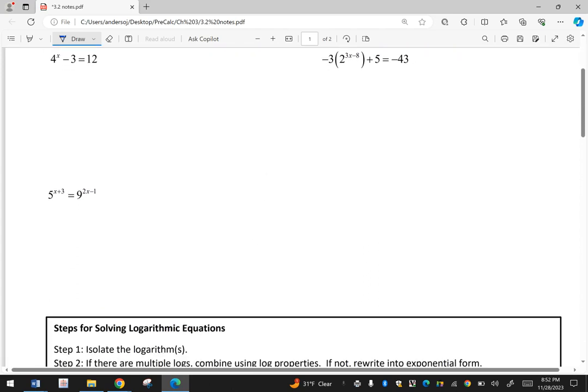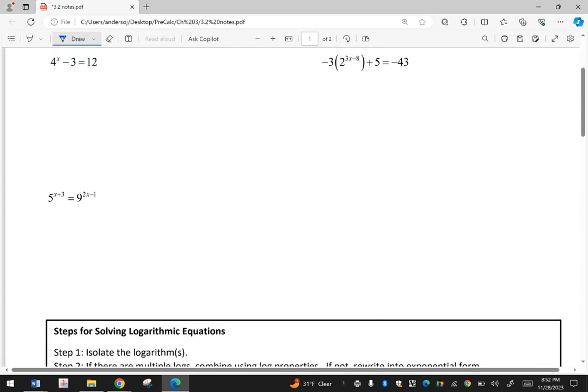Let's go ahead and start with some exponential equations. We want to go ahead and solve these just as we might solve if we didn't have a power. For example, on this first one, we'll go ahead and add 3 to both sides, and that'll get me to 4^x equals 15. The next step, once the exponential function is isolated on the side by itself, now we can turn this from an exponential into a log.